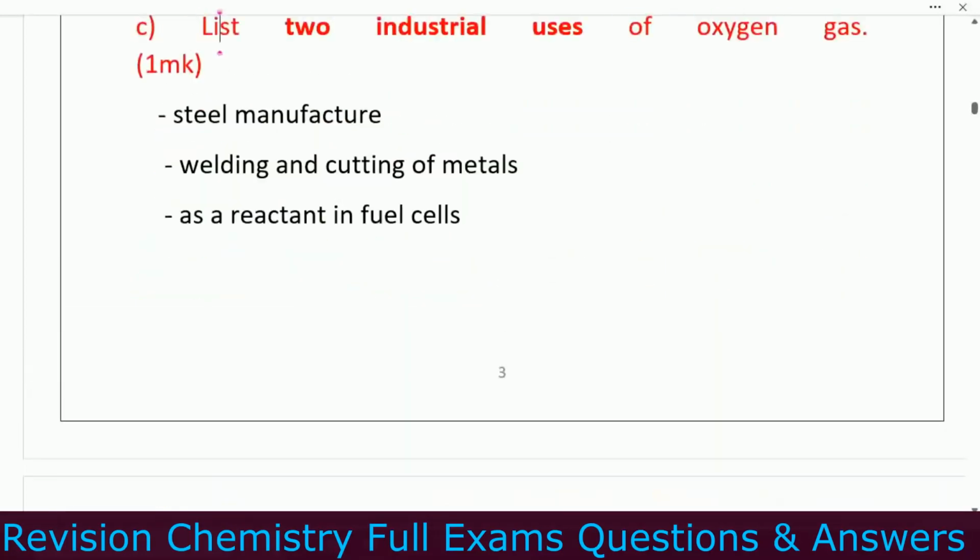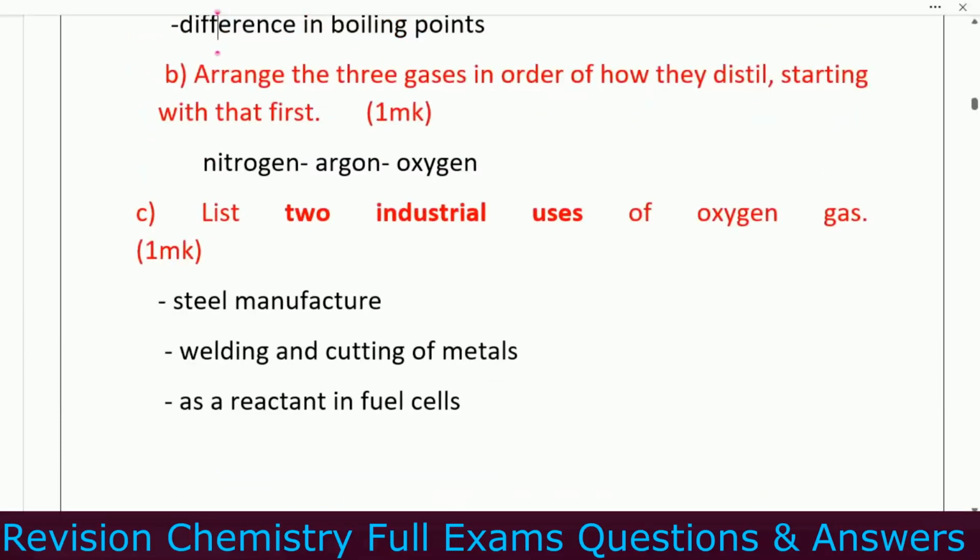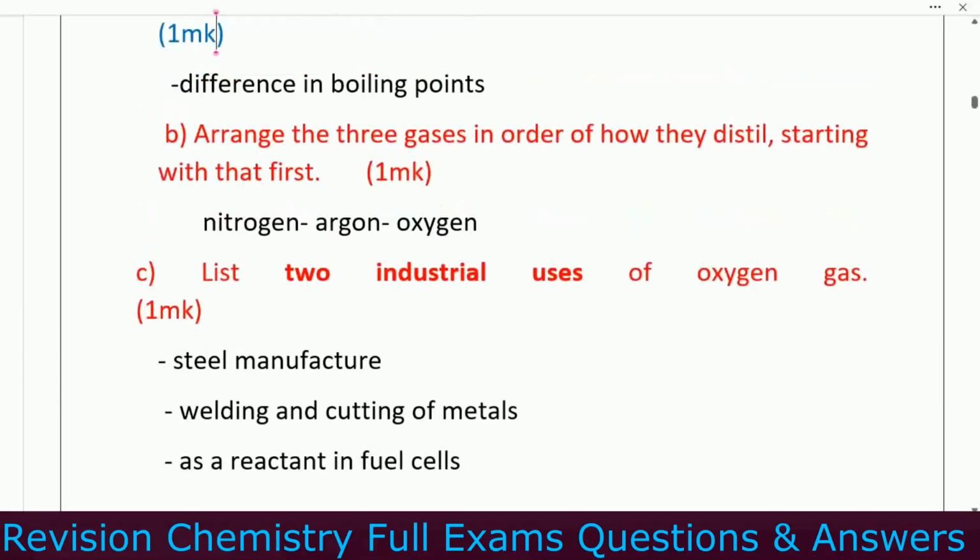Next, you are told to arrange the 3 gases in order of how they distill, starting with the first. So the first one to distill is nitrogen, then argon, then oxygen, depending on their boiling points.